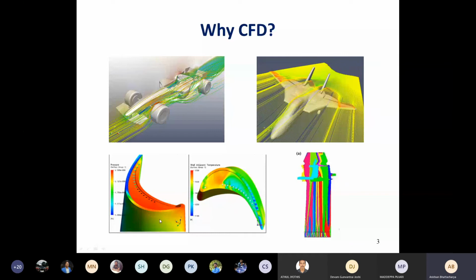Similarly, cooling of gas turbine blades, material processing. Another aspect is material processing. This is an example of a grain structure in a gas turbine blade, how the microstructure evolves. These also can be modeled using CFD. These are very complex problems. Heat transfer, flow, composition changes, everything is there, and you cannot analytically solve this. Experimental studies can be done, but are very expensive. So CFD is very important.